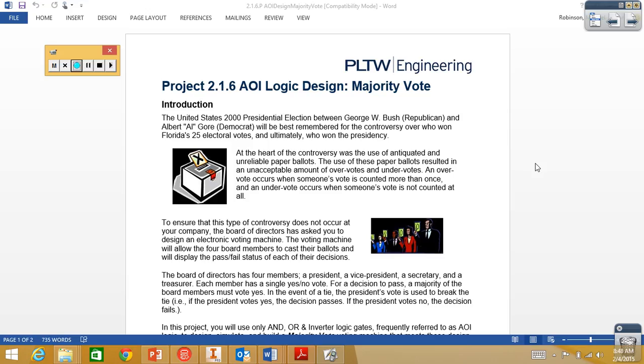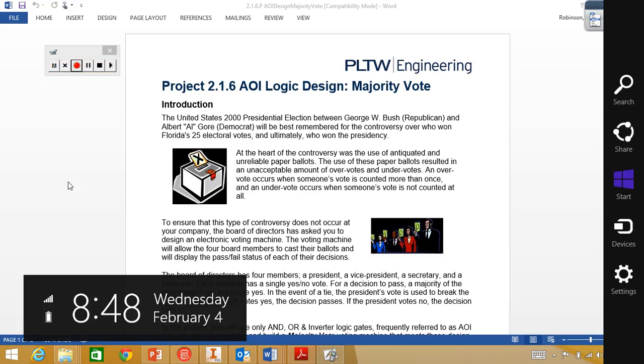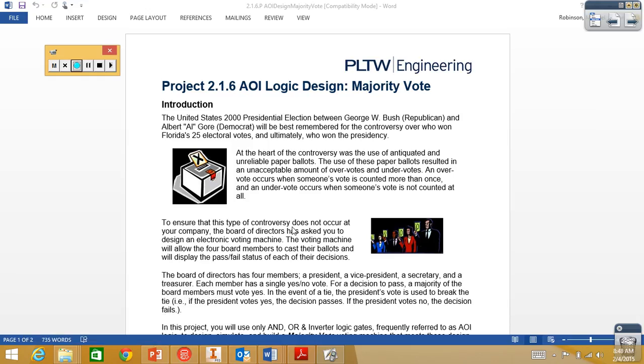So we're looking at building a new state-of-the-art voting machine so that every vote counts and no one's vote counts more than another, except in a particular company where you have a board of directors. The board of directors has asked you to design an electronic voting machine that allows 4 board members to cast their ballots, and the results will be either pass or fail.